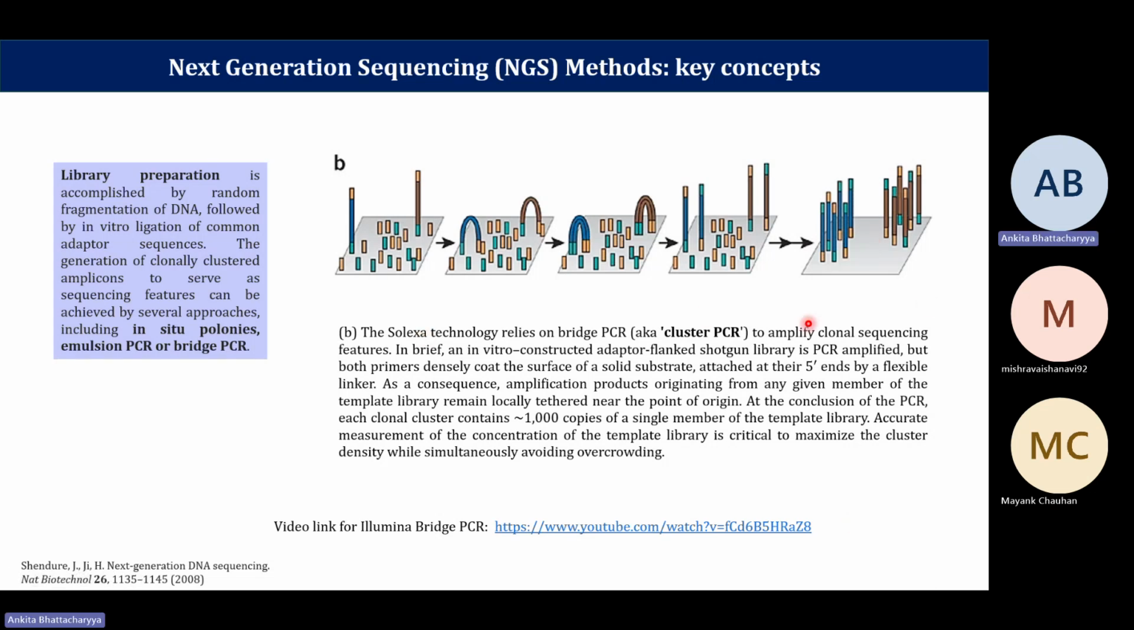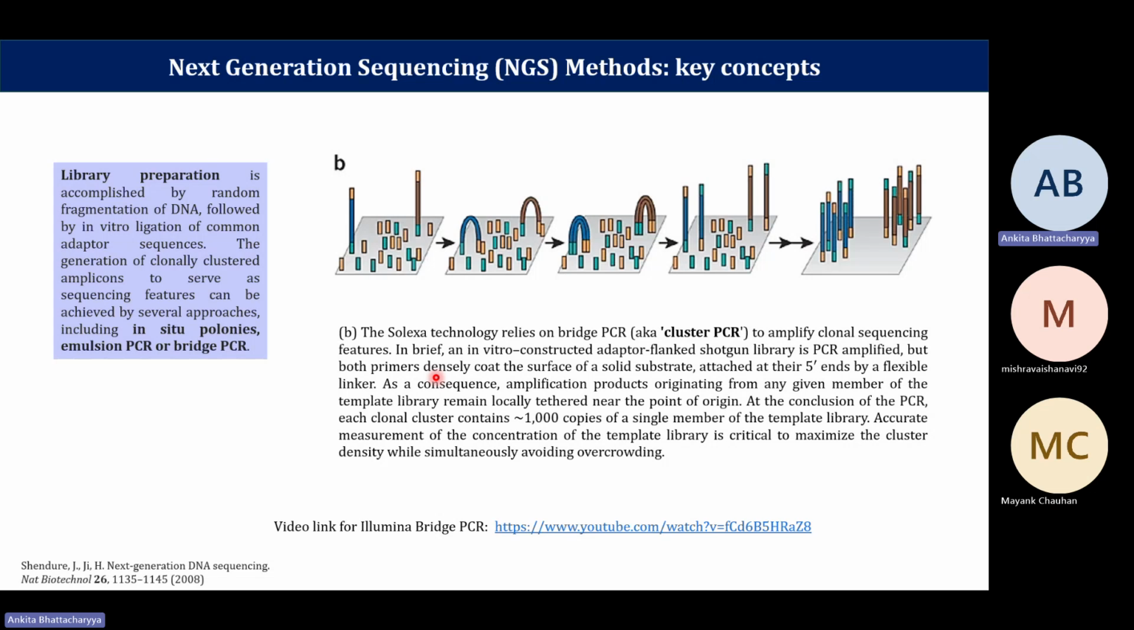So briefly, an in vitro constructed adapter flanked shotgun library undergoes PCR amplification, and then both of the primers are able to coat the surface of a solid substrate. This is your solid substrate. Think of it as a flow cell or a chip, on the surface of which you have primers immobilized. They are attached at their 5' ends by a flexible linker. If you zoom into this region, you will be able to see this immobilization strategy as well.